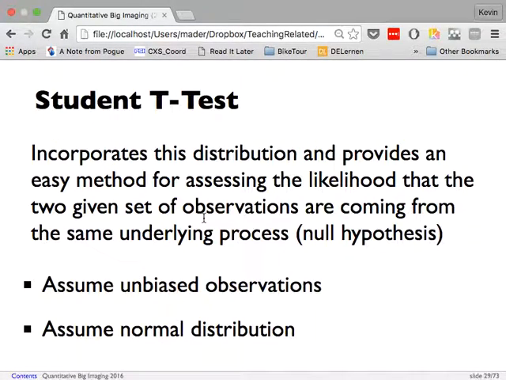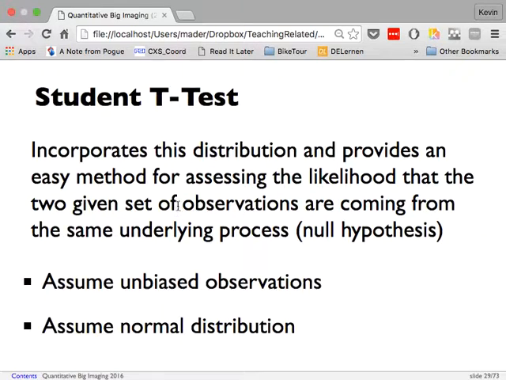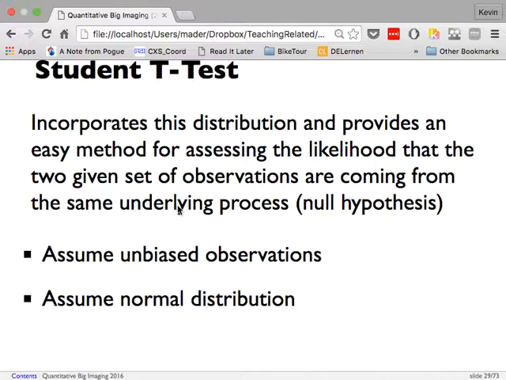But now, looking at the test that we come up with, you incorporate the distribution that you have, this t-distribution, and it gives you a very easy method for assessing the likelihood that two sets of observations are coming from the same underlying process. That process can be the same sample or the same type of sample, but it can also be something like two different temperature ranges you're getting out of your system, where the same type of heat is causing that, or whatever that might be. And there you have to assume, again, unbiased observations and a normal distribution.